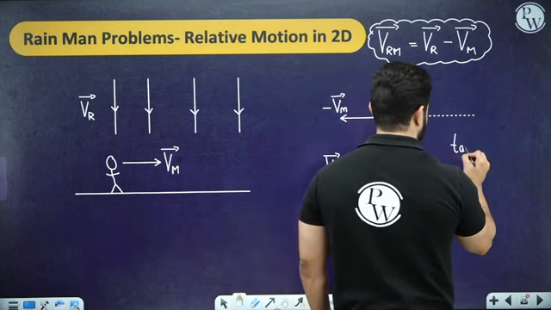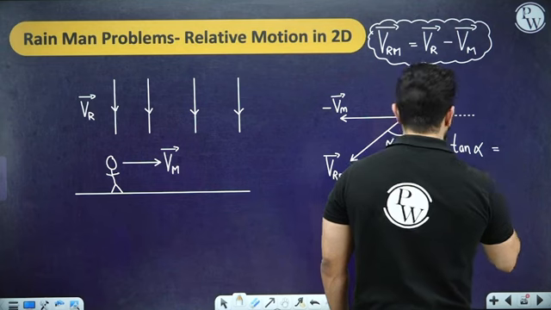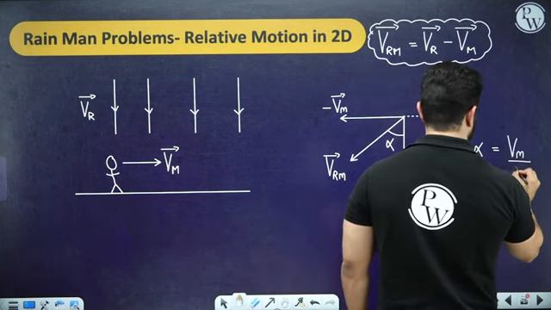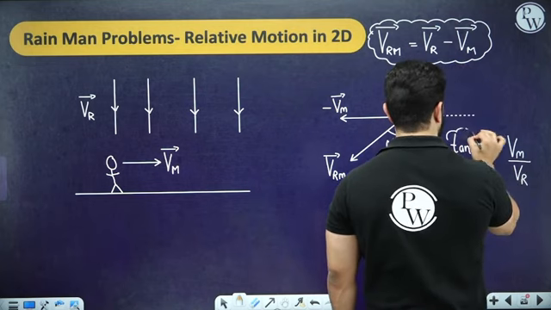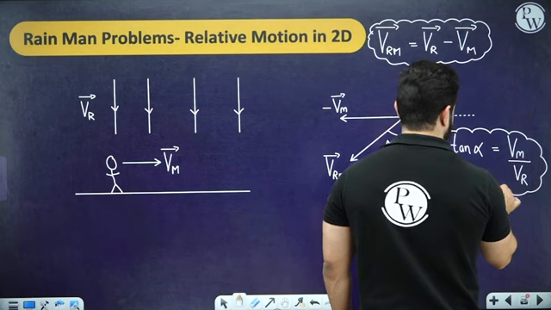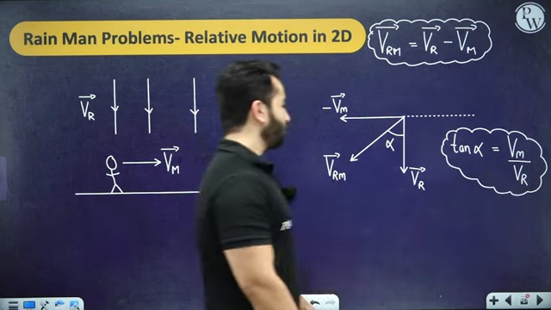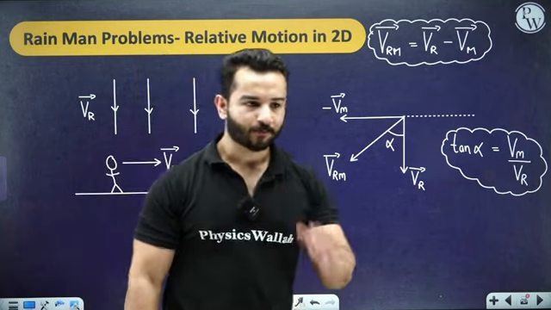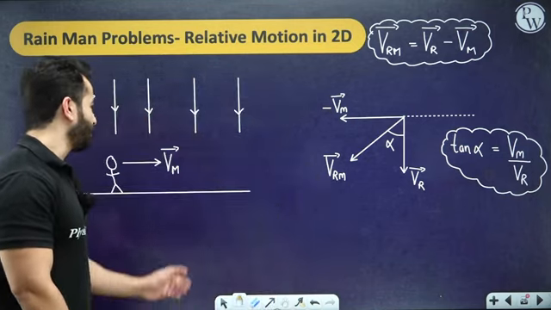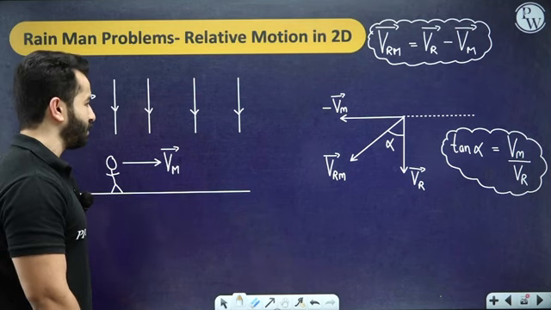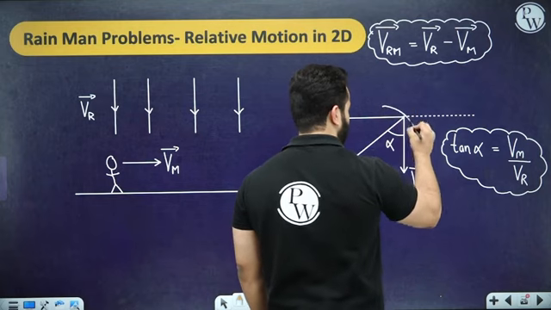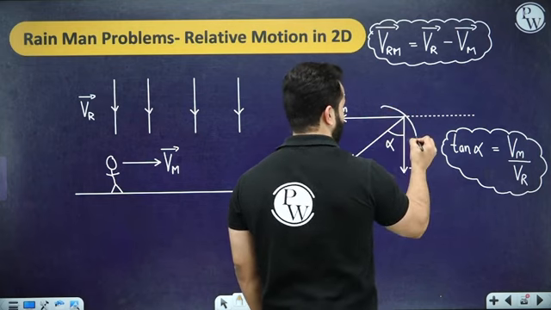So tan alpha would be Vm divided by Vr. So the same thing, same formula, everything is same. You just have to apply the concept again in such a way, right? So at this angle, the person must hold the umbrella.